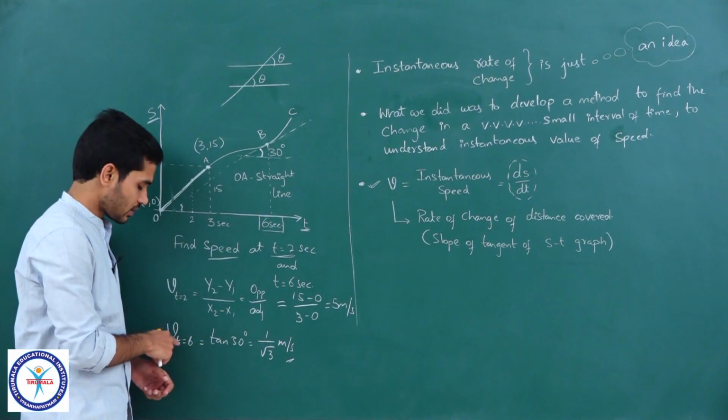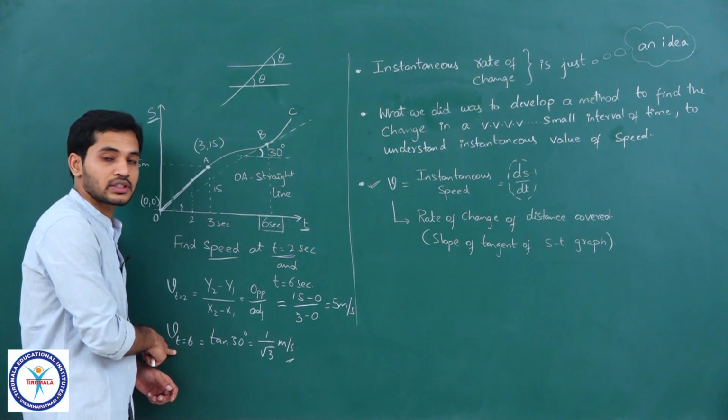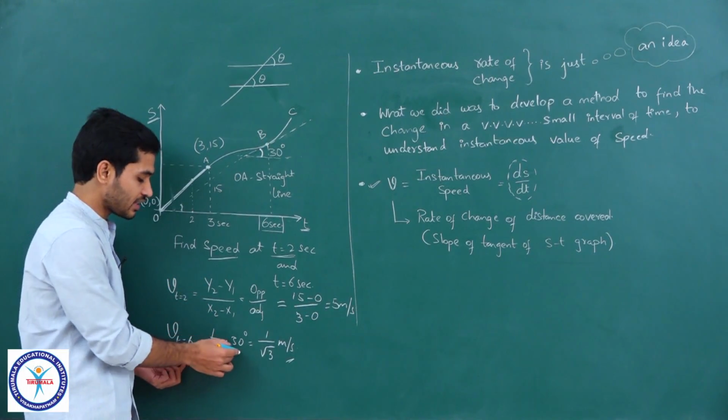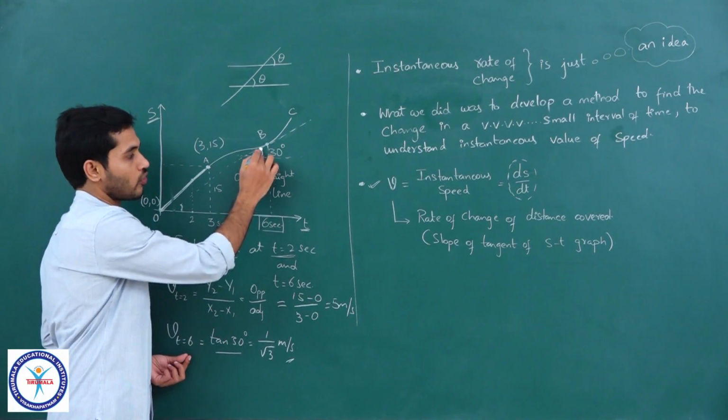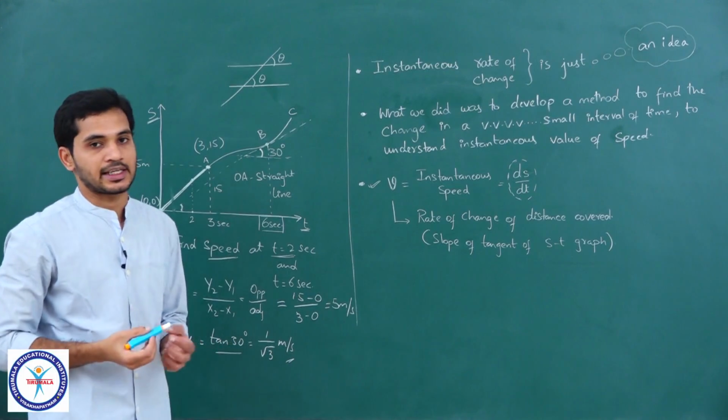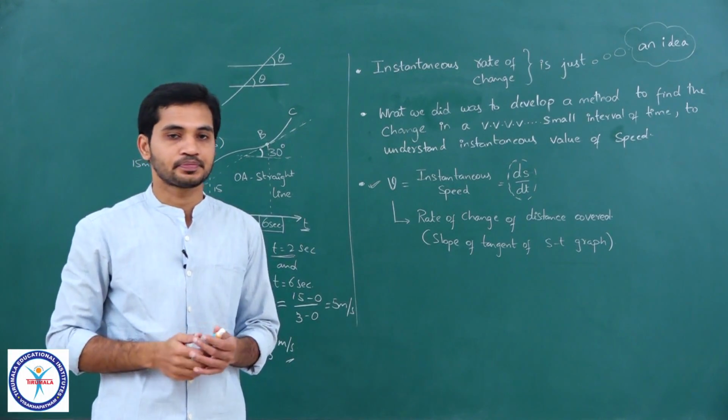Just understand that we can find out the speed at any instant by finding the value of tan of the angle it makes with the x axis. Clear? So, that is the idea.